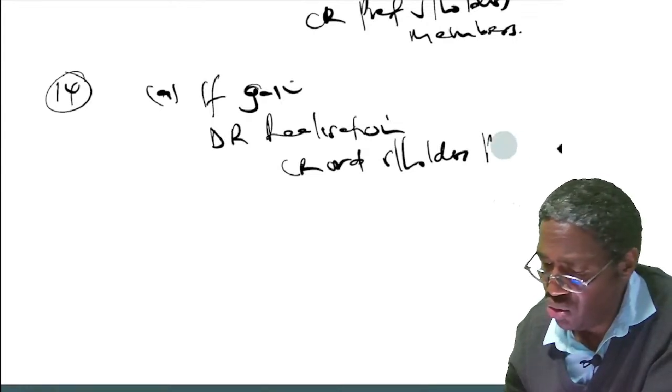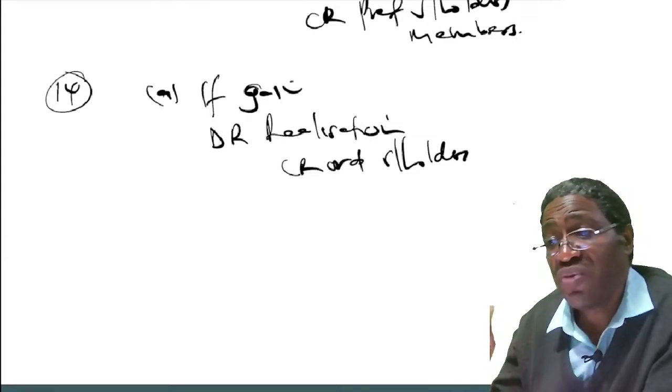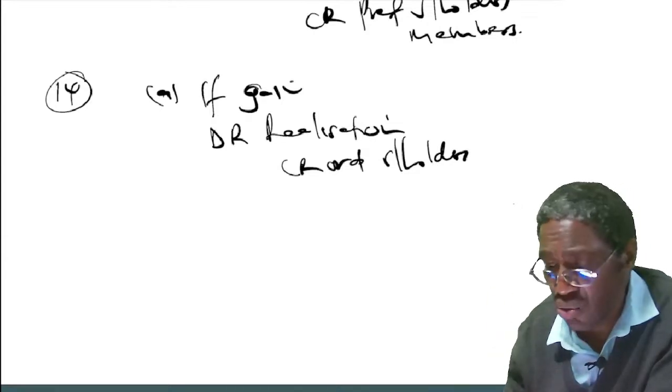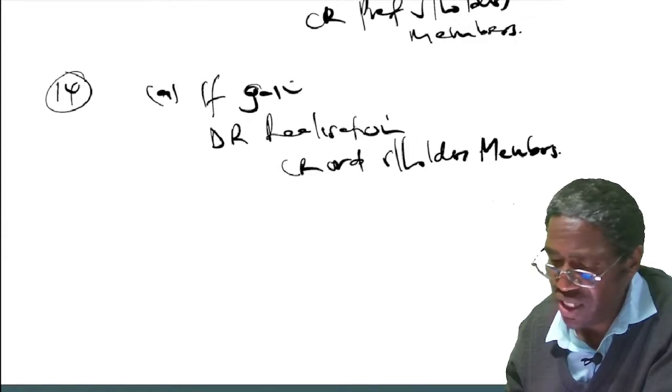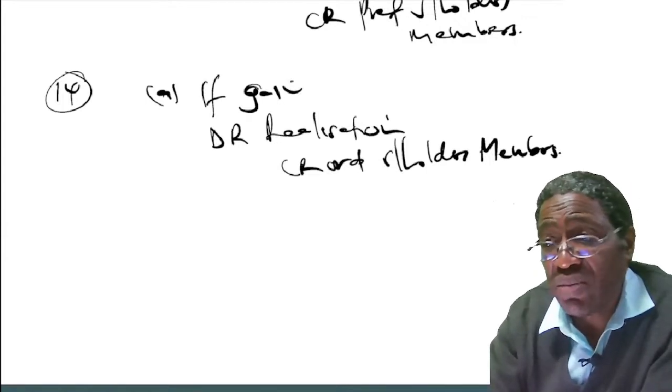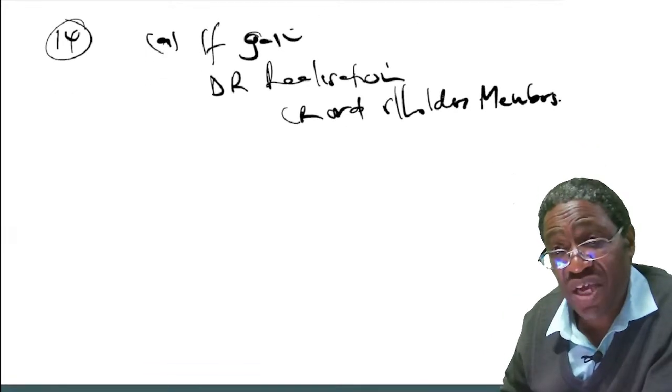Remember, I told you, you are selling your business at a gain, meaning what you are receiving on the credit was more than what you are giving out. That was a gain to us. So you debit realization and you credit the members. That is number A, if gain.